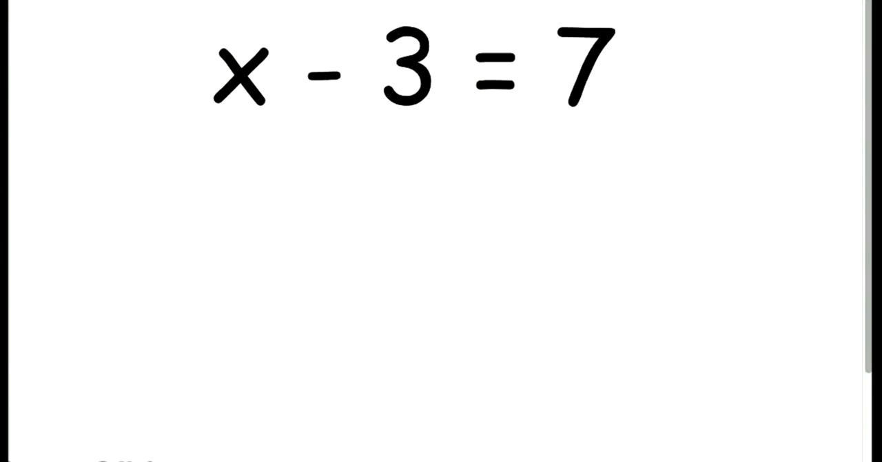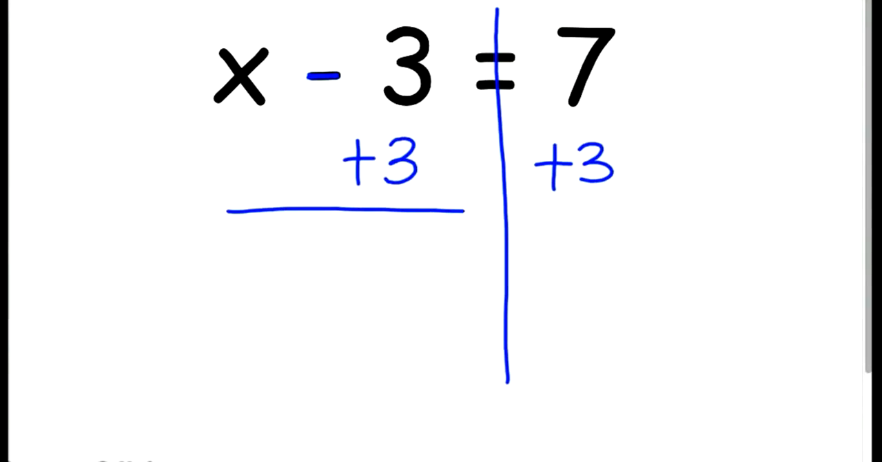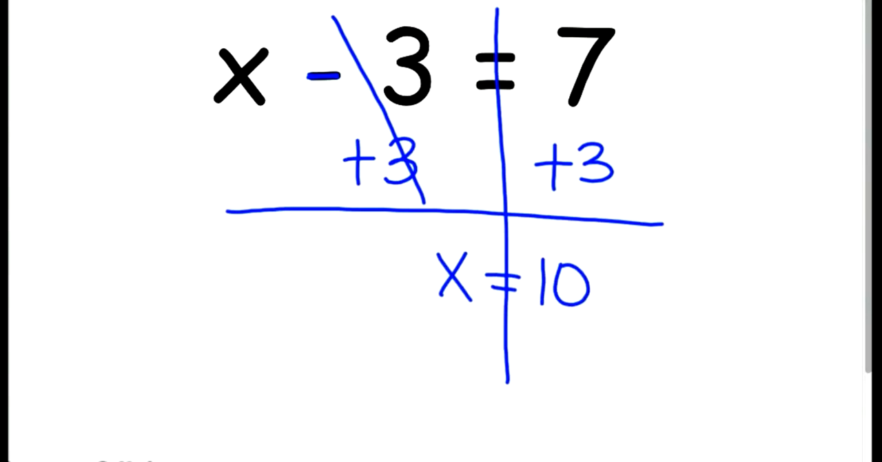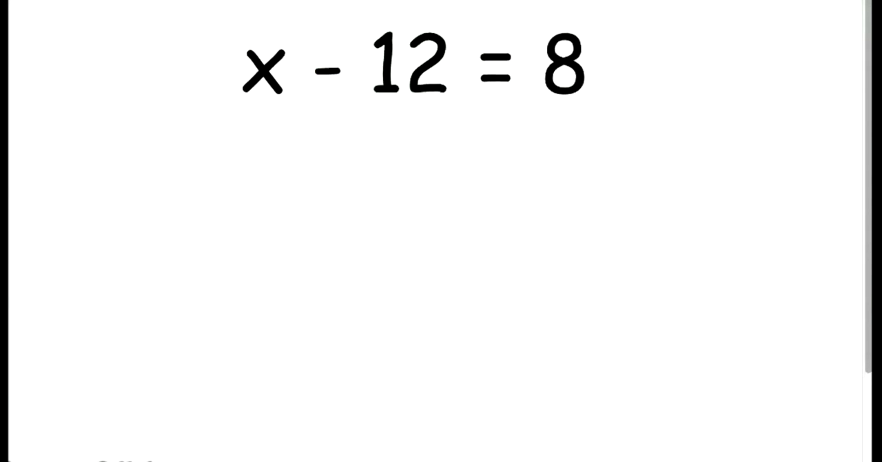We're going to solve for X again. Draw my vertical line. The opposite of negative is positive. Negative and positive cancel to leave me an X equaling 10, because I have a positive 7 and a positive 3, and they're going to join forces.